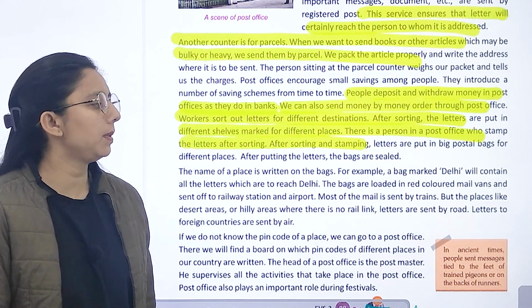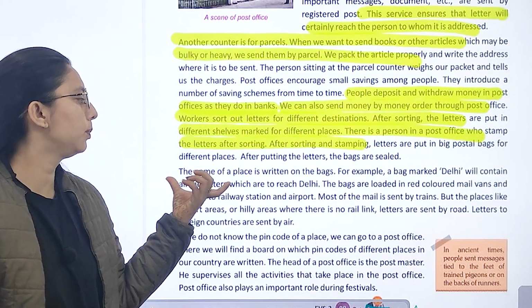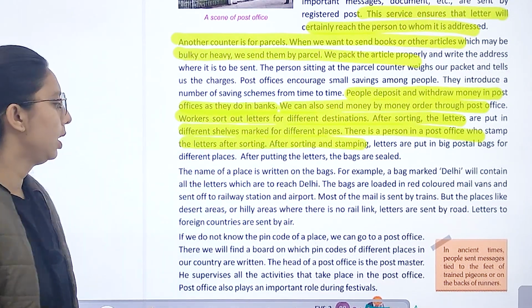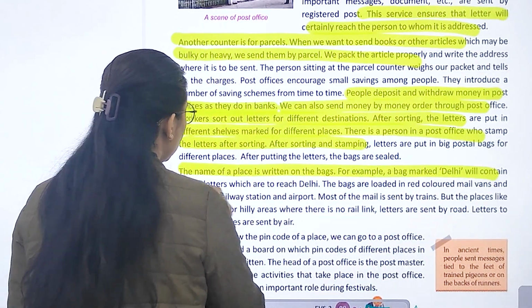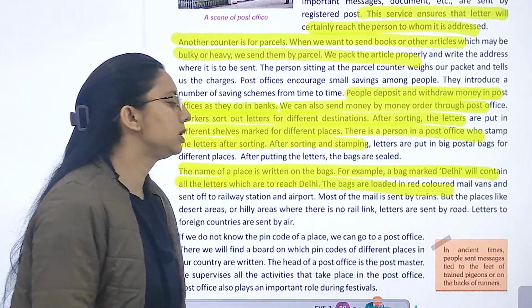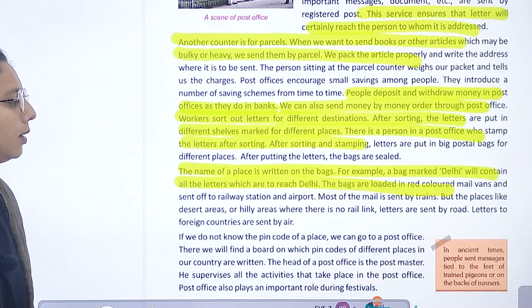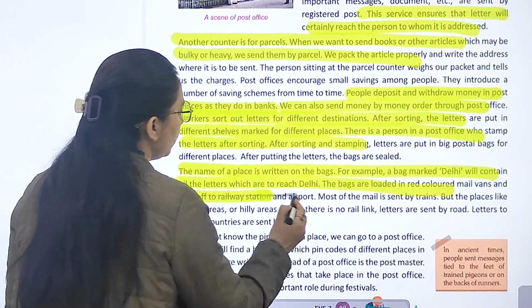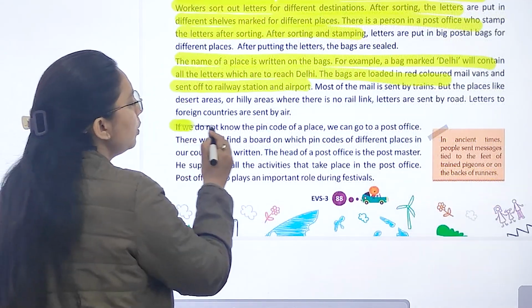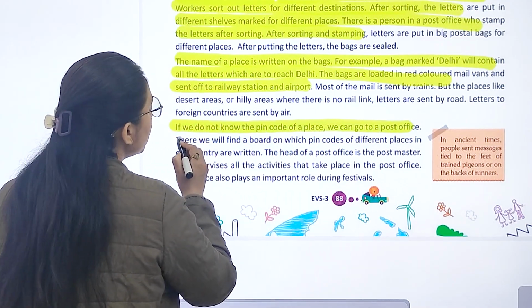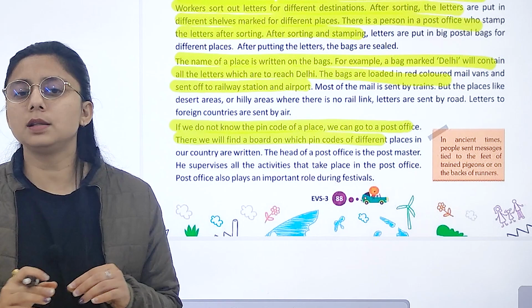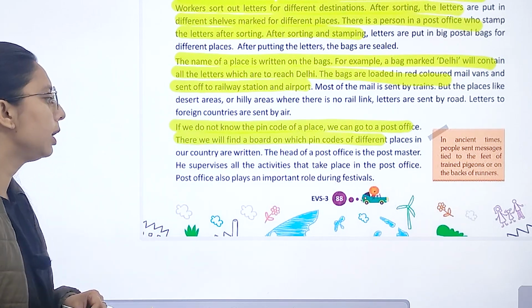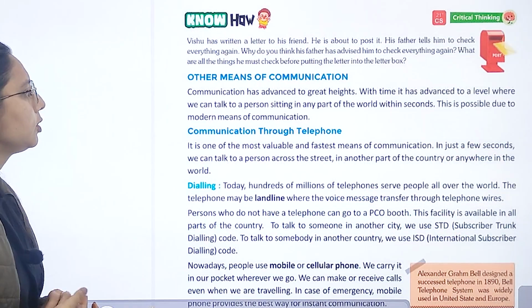After sorting and stamping, letters are put into a big postal bag for different places. The name of the place is written on the bag. For example, a bag marked Delhi will contain letters which are to reach Delhi. The bags are loaded onto red colored mail vans and set off to the railway station and airport. If we don't know the pin code of a place, we go to the post office. There we will find a board. और जब आपको जो बोर्ड दिखाई देगा उस पे सारे जगह के आपके पिन कोड लिखे होते हैं, आप वहां से उसको चेक करें.